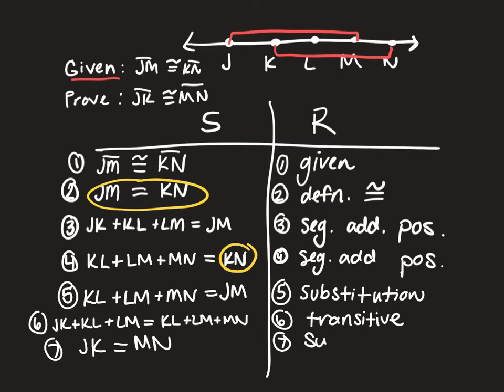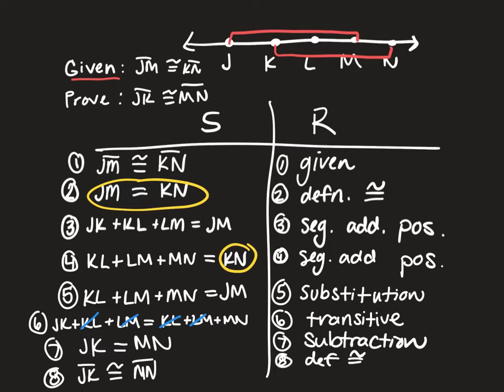So again, we subtract KL and LM from both sides. I didn't really have room to do that, but then that essentially cancels them out in both places. And then our last step is going to be making those congruent, which means we add the bars and the squiggles. And that is definition of congruent.